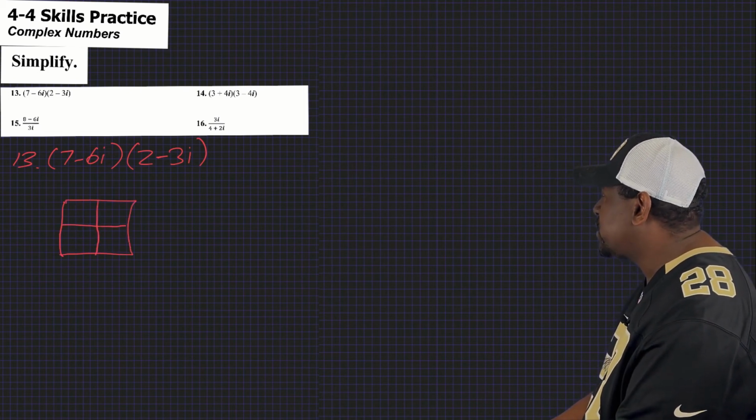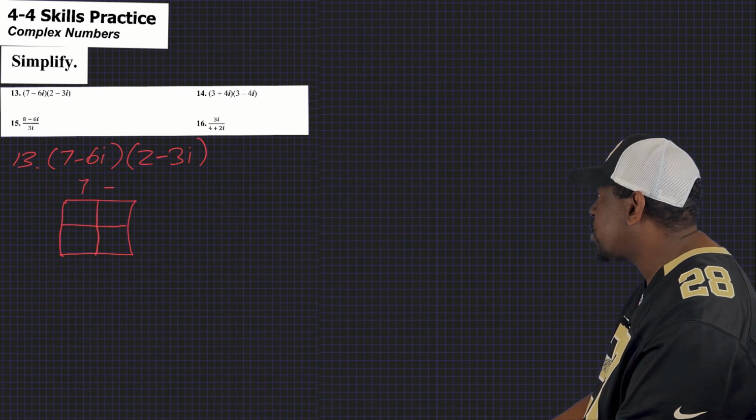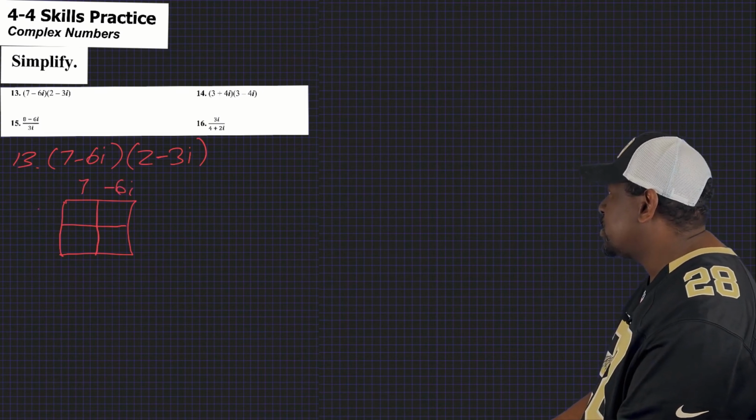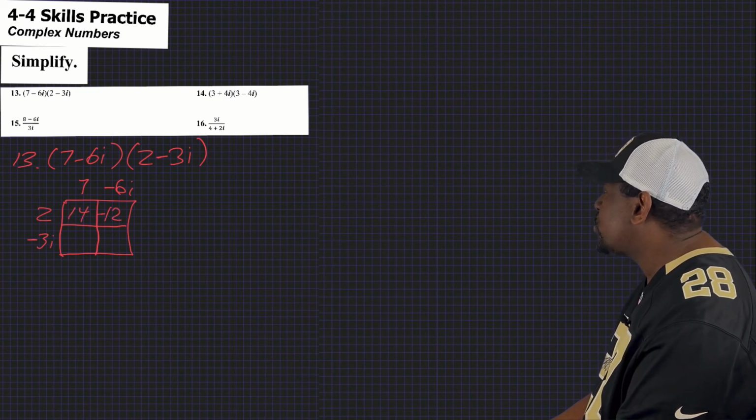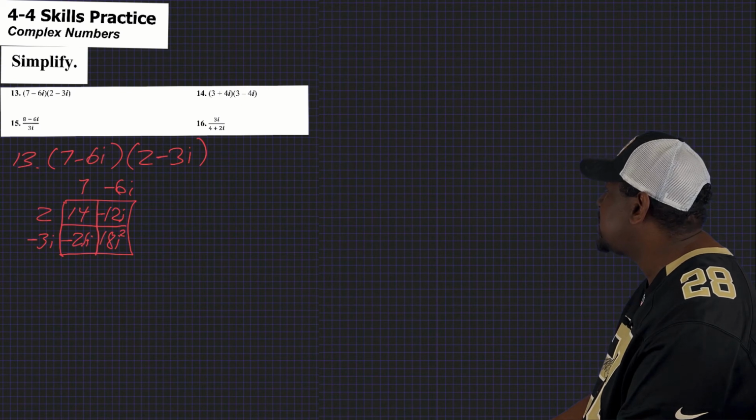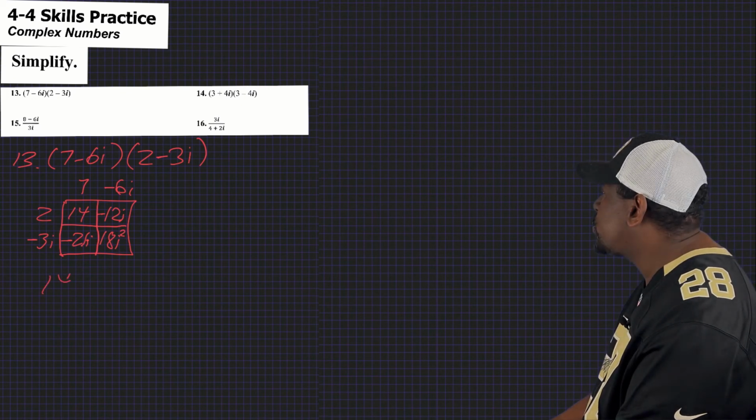So we treat 7 as a separate term and negative 6i, and we use a length to represent those two, and we use 2 as a length and negative 3i. We create the four products. 2 times 7 is 14, 2 times negative 6i is negative 12i, 7 times negative 3i is negative 21i, negative 3i times negative 6i is 18i squared. So now we write that out and we simplify those sums.